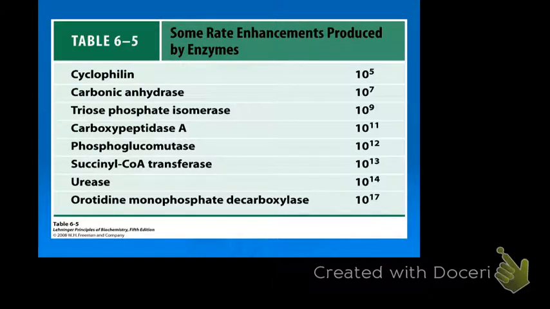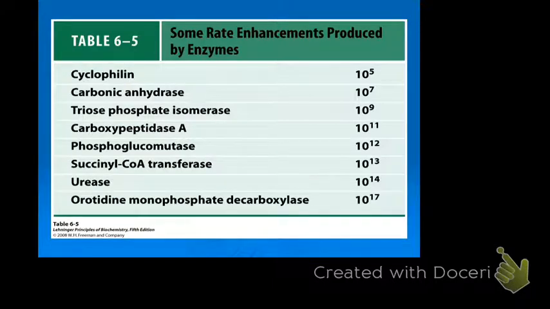Carboxypeptidase actually chews up proteins from the C terminus. Phosphoglucomutase is another isomerase, because mutase is just another name for one, and it's in glycolysis as well. It goes to a 10 to the power 12-fold increase. And then succinyl-CoA transferase. What kind of reaction is that one? It's a group transfer, and it's 10 to the power 13-fold.